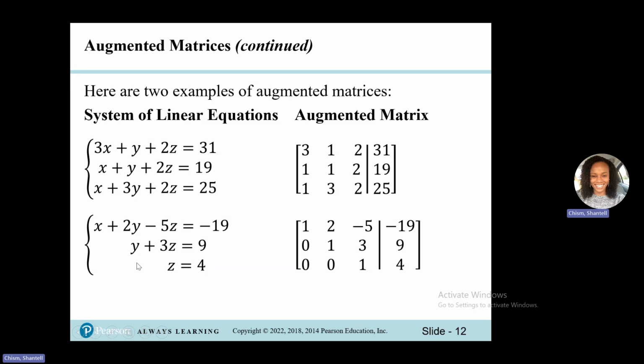The third equation is missing both x and y, so we put in zeros for each of those coefficients in their place. The first equation is represented by the first row: 1, 2, -5 are the coefficients, and then equal to 19 on the right side. The second row, 0, 1, 3, equal to 9. And then the third row, 0, 0, 1: the coefficient in front of z is understood to be a 1, so 0, 0, 1, and then equal to 4.